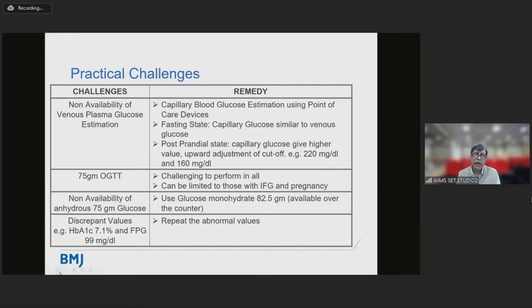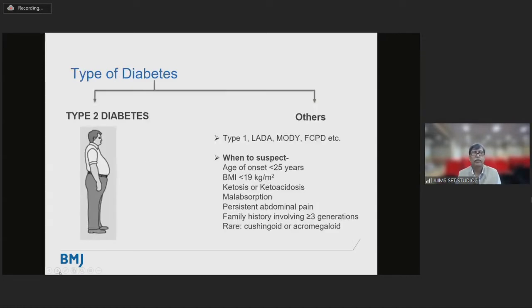And the last issue, which can sometimes be challenging, is a discrepancy in the values. You can have an A1C of 7%, which is clearly above 6.5, but a fasting of 99. So if I'm just giving you a simple example, the advisory here is to repeat the abnormal value to see whether that is really abnormal or was the normal value the correct one.